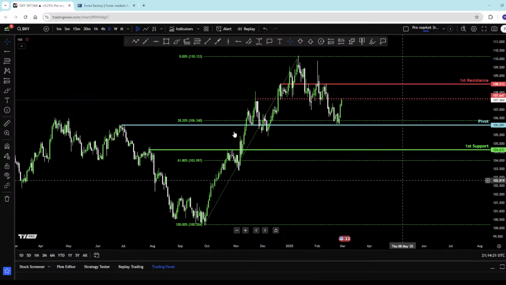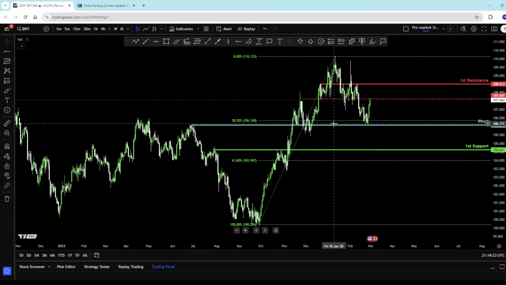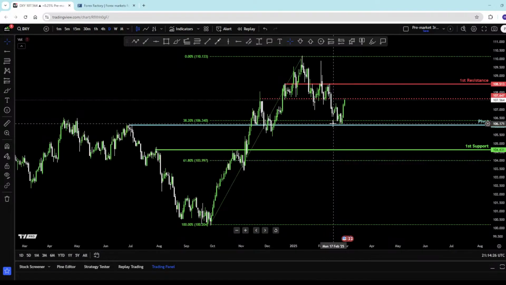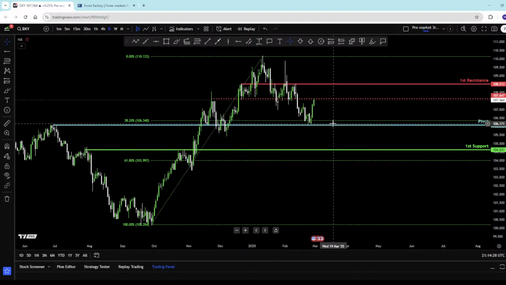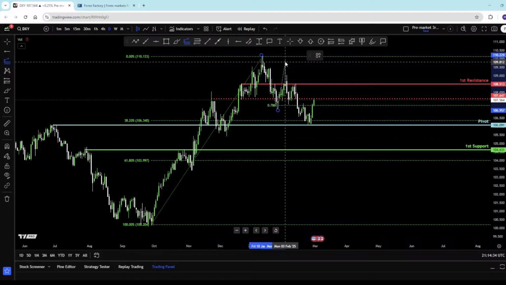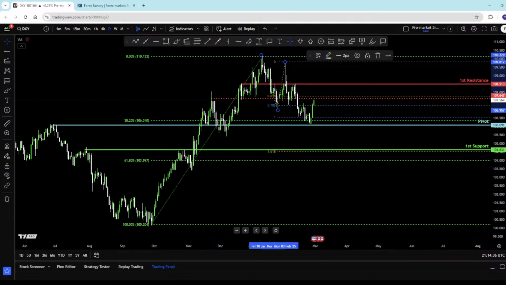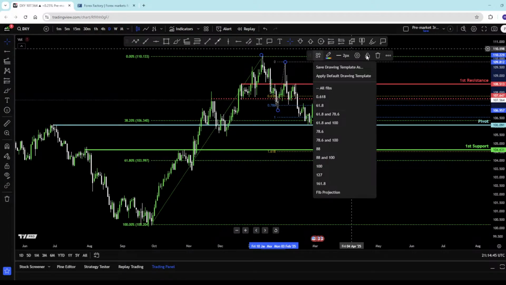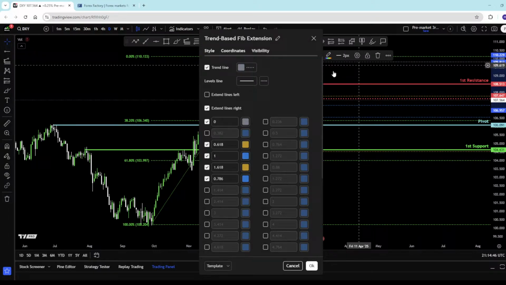Okay, I think I'll keep that 61.8 instead. Okay, next, let's go in with our projection levels. My 100% lines up nicely with the pivot. My 161.8 also lines up with our first support.